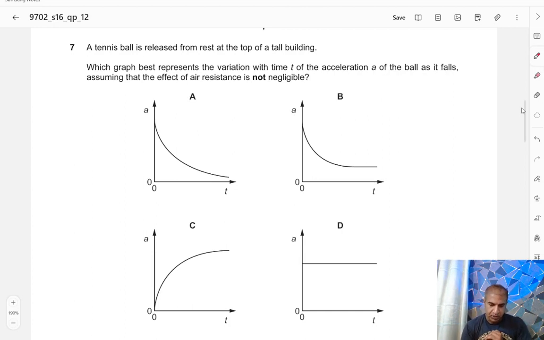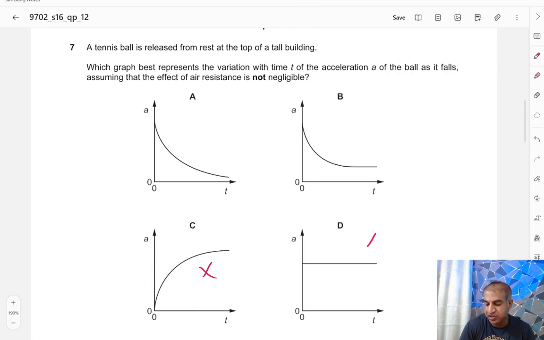That means if it is trying to hit terminal velocity, the acceleration is just going to be decreasing. So we will have a decrease, and we will have an initial acceleration value. That means during the start of the fall, the acceleration would have a value of almost 9.81 meter per second squared. So it cannot start from zero. So this option is already gone.